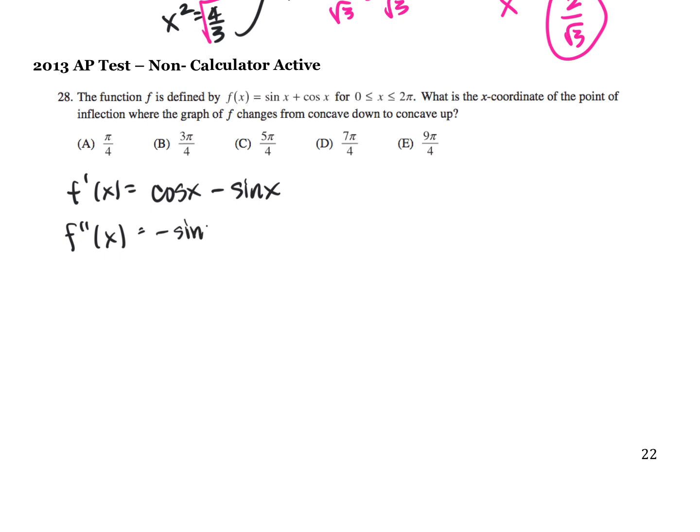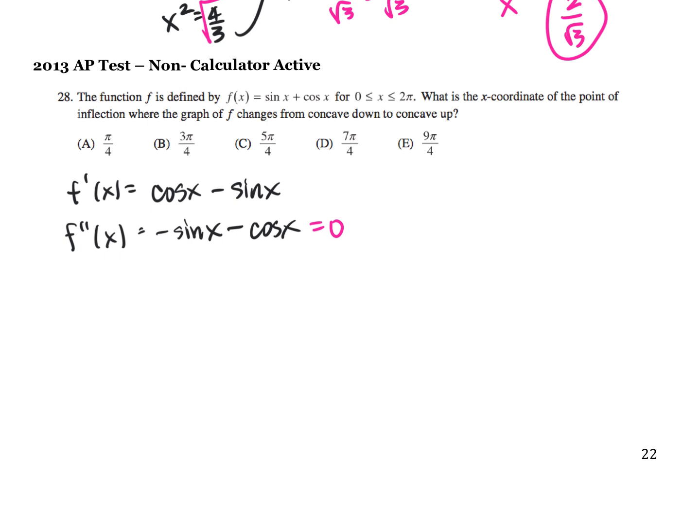Negative sign minus cosine. Is that right, y'all? Good, good. Okay. We always just have to set that equal to 0. Let's go see where that equals 0. Yeah, this is a little unit circle review.